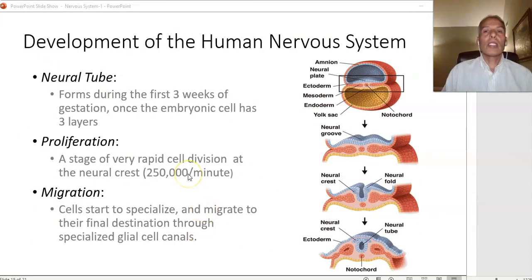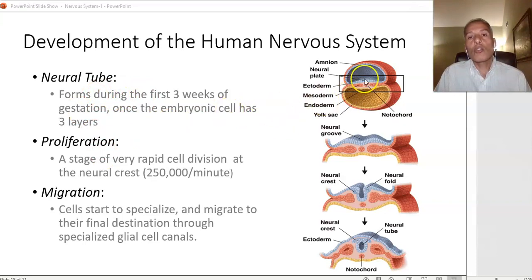So now we're going to speak about the development of the human nervous system. We'll speak briefly. I teach an entire course on the development of the nervous system, but this is just a very quick highlights.